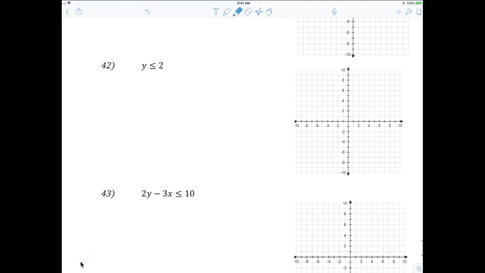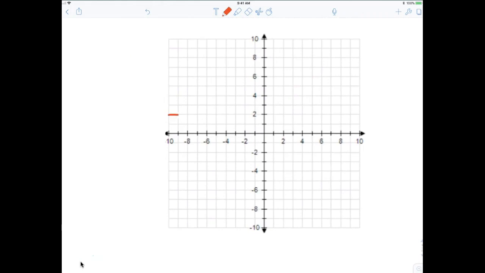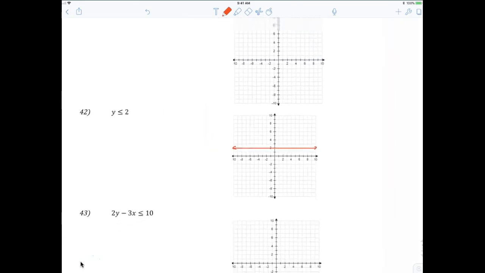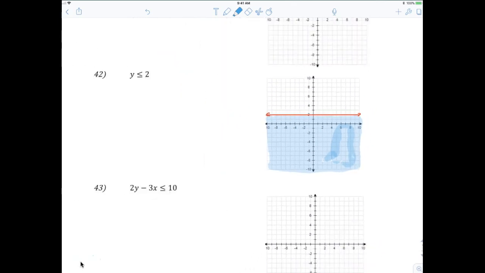So let's look at 42. All right. So on 42, this is where we would say it's just a horizontal line at what? At 2. Brilliant. Right? And then we're shaded where? Above the mountain. Why is that? No, below the mountain. Why is that? Because it's a less than. Yep, less than, we're below the mountain. That was number 42.